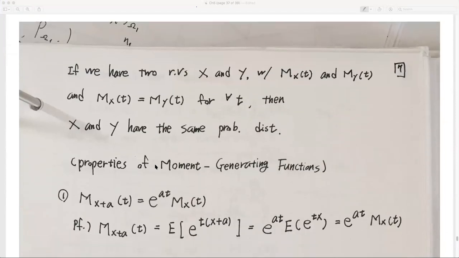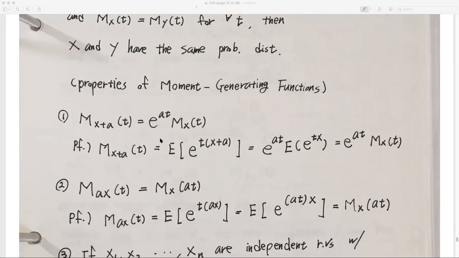If we have two random variables X and Y with moment generating functions M_X and M_Y, and M_X and M_Y are equivalent for any t, then X and Y have the same probability distribution. For example, if X has a normal distribution and Y has a normal distribution with the same moment generating functions, then the two random variables X and Y should have the same normal distribution. Okay, so now next one, properties of moment generating functions.